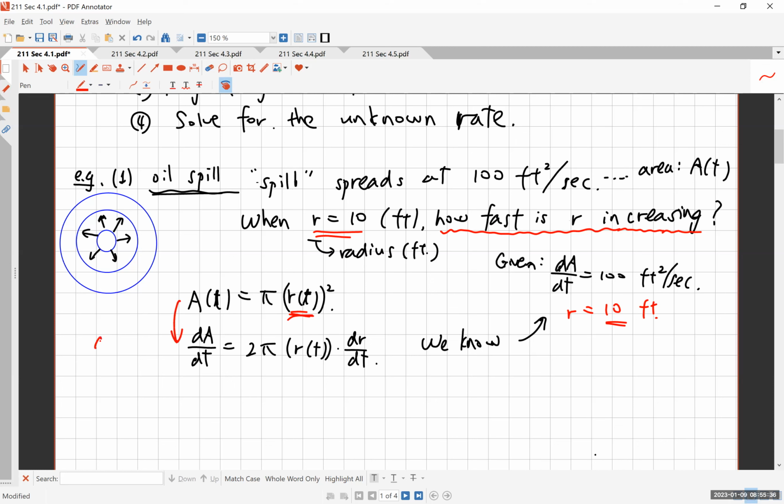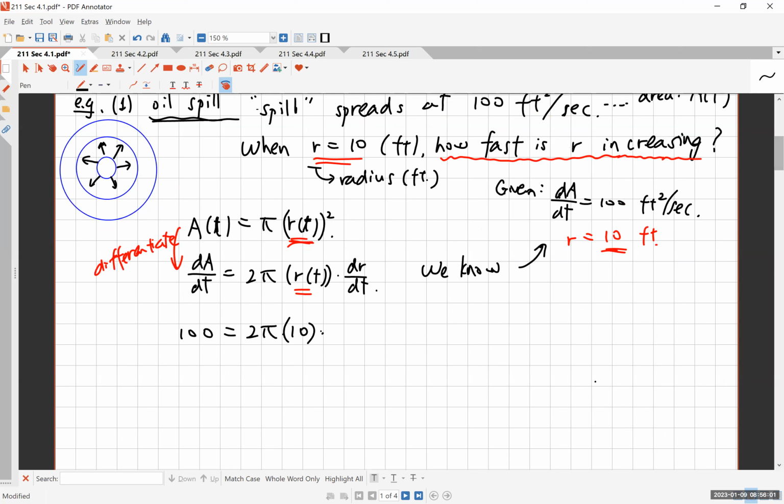All right, make sure you differentiate first, and once you differentiate each side, then you can plug in this number 10. All right, so let's go ahead and figure this out. dA dt, this dA dt is 100, is equal to 2 pi times r. We already know now what r is at this particular point. But again, do not plug this number in until you differentiate first. And dr dt is still left there. And it's good that we have this because that's what we are trying to find.